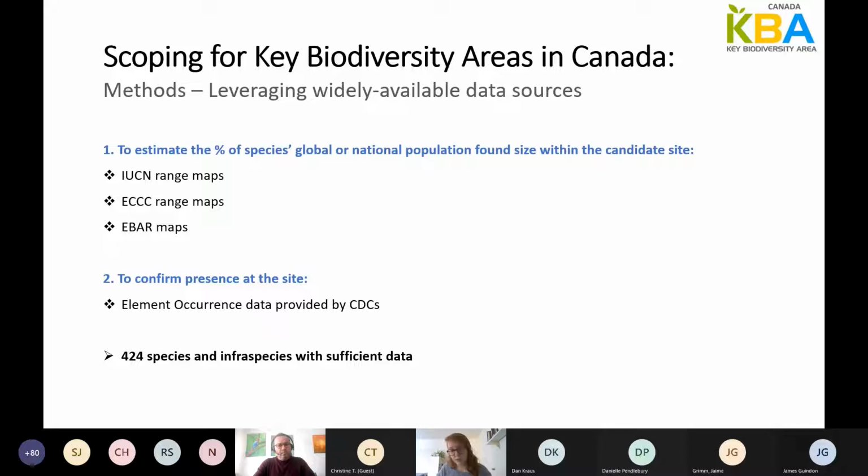Particularly we use IUCN range maps, Environment and Climate Change Canada range maps, and the EBAR maps that Christine will present. And because range maps often aren't sufficient information to confirm that the species is actually present, we also use element occurrence data provided by conservation data centers to confirm species presence. And so with these data sets, we had 424 species and infraspecies that had sufficient data for this scoping exercise.